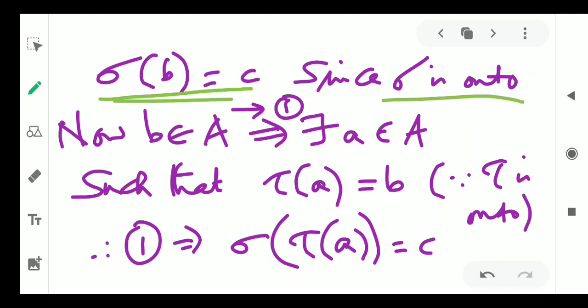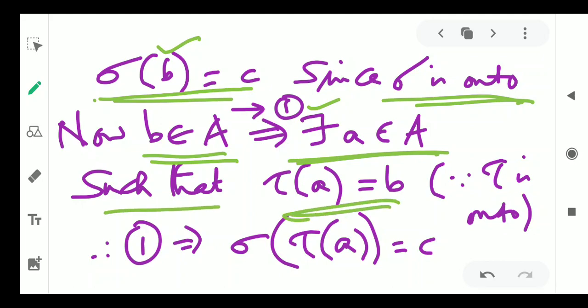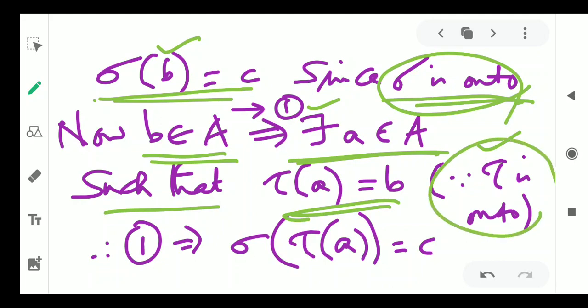Sigma is already onto, therefore you can find a B which carries B onto C by sigma. Now this is equation number 1. Now B is in A, which implies there exists A belonging to A such that tau of A is equal to B, because tau is onto. We are applying the onto property of sigma first, then that of tau later. So now go back to equation 1. This B can be replaced by tau of A. Therefore, sigma of tau of A is equal to C.